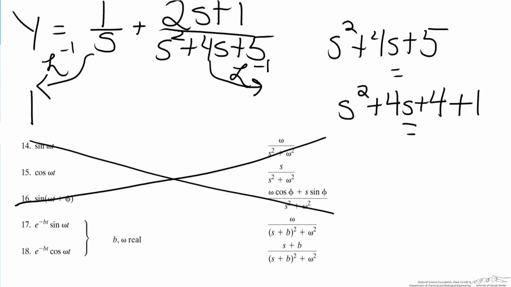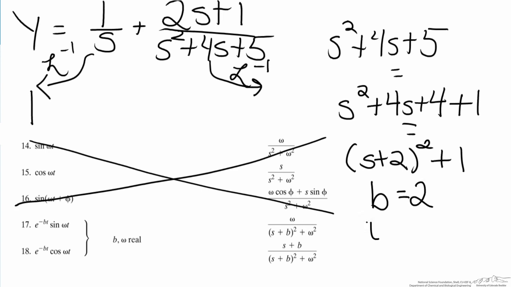The s squared plus 4s plus 4 will be a perfect square. In this case, it'll be s plus half of the value of the s coefficient, which was 4, so this will become s plus 2 squared plus 1 as our new denominator. By mapping this to the Laplace transform sheet, we see that b is 2 and that omega is equal to the square root of the constant term hanging outside, which in this case is 1, so the square root of that is also 1.